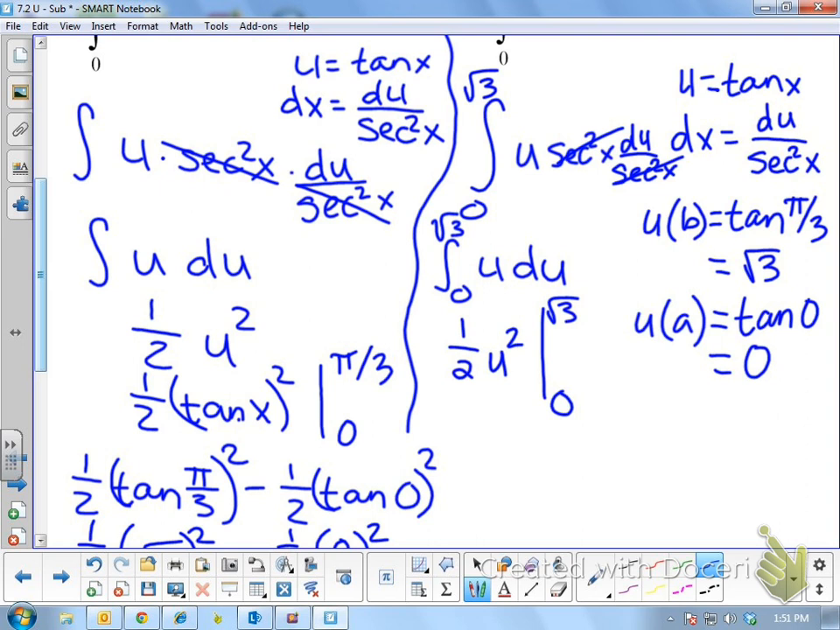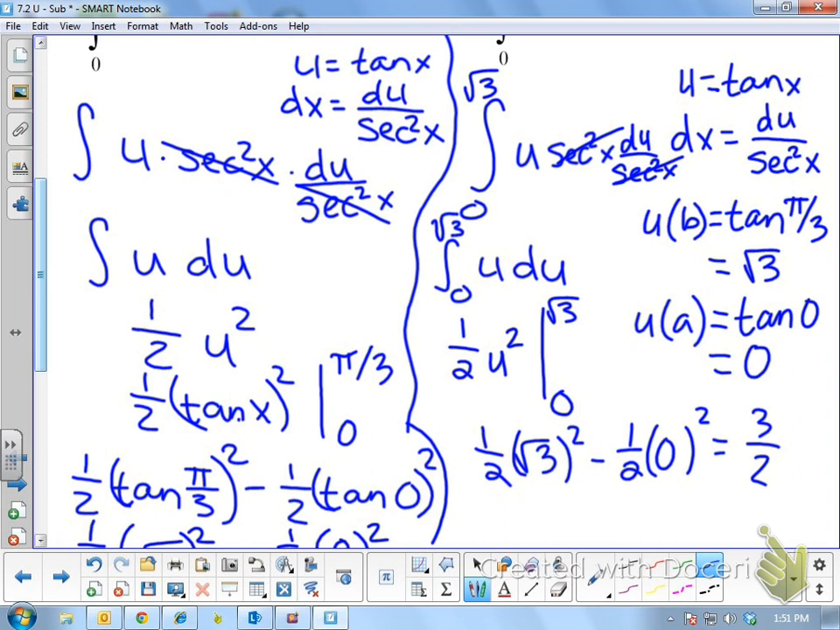So now I just do fundamental theorem of calculus. 1/2 square root of 3 squared minus 1/2 0 squared. And we still get 3/2. So they're really not a whole lot different. But most of the time we like working with x because it's what we're comfortable with. It's what our brain's been programmed to do since second grade. Yep, give or take a few years.